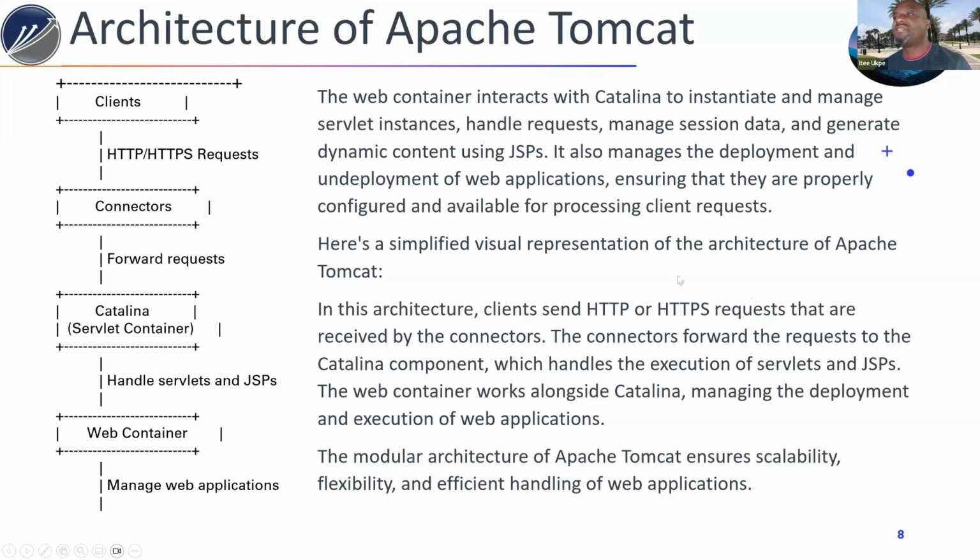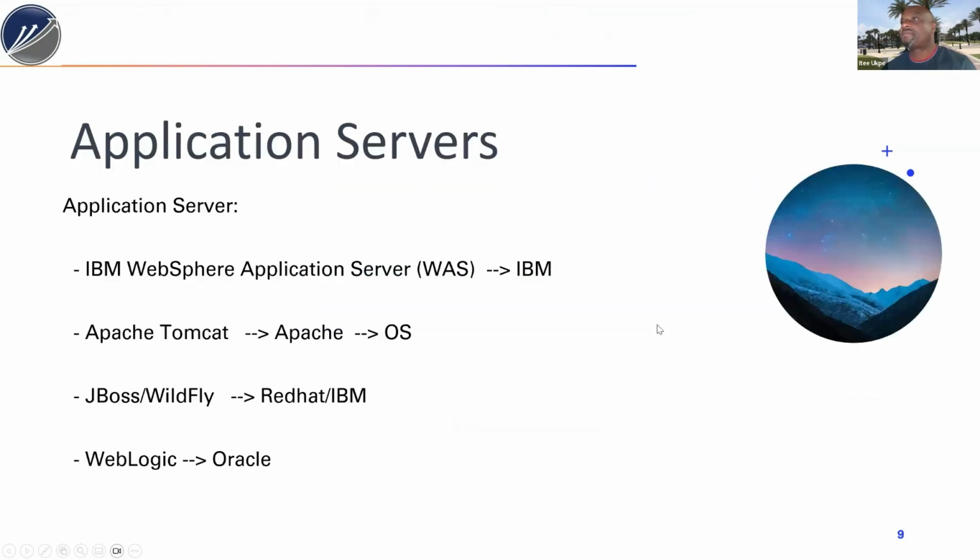And the explanation is over here. You can read up on this to understand it, but this will give you a picture of how the Tomcat server works. It has the client, a connector, Catalina, then the web container. Those are the three big components. It forwards a request, then Catalina handles the servlet, and the web container manages the web application. Okay, let's keep moving forward.